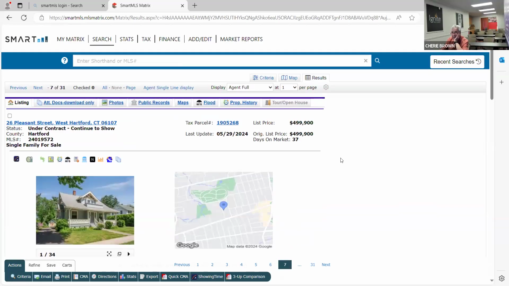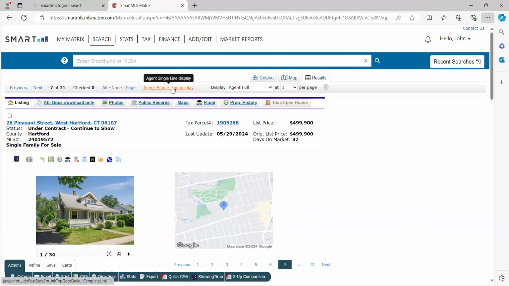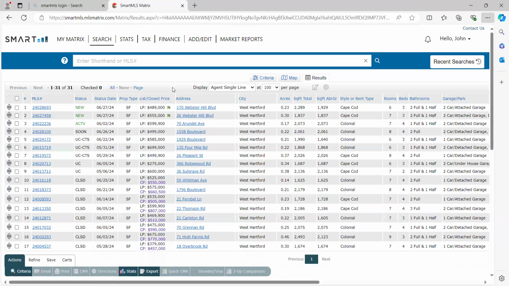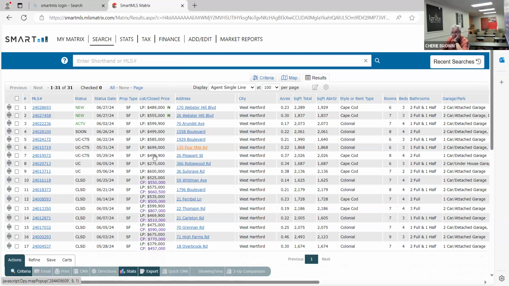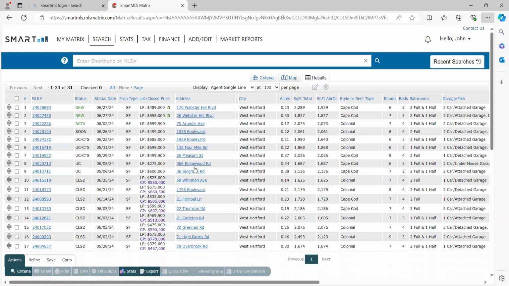I mean, we would definitely want to show them this. Ours is in better shape. But yeah, we would definitely have a couple of under contracts to show them. The 135 would be appropriate, 26 Pleasant would be appropriate. We could look at this one, 366 Ridgewood at 275, but I can assure you, if we open that up, that house is probably close to a tear down.